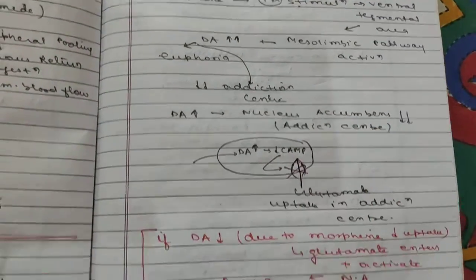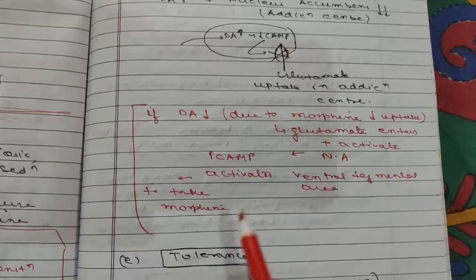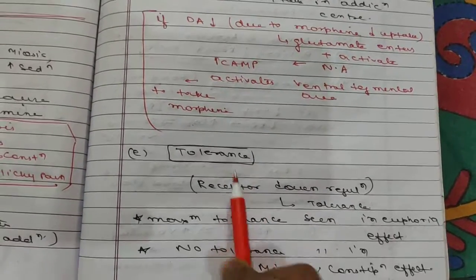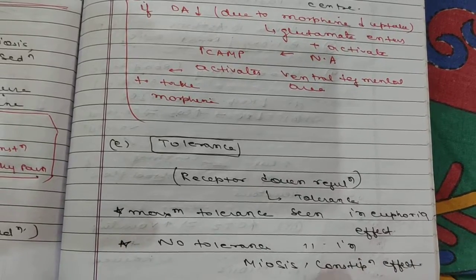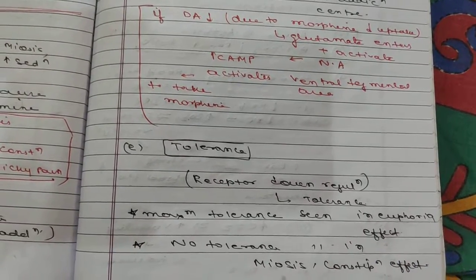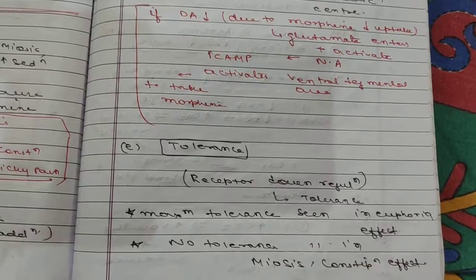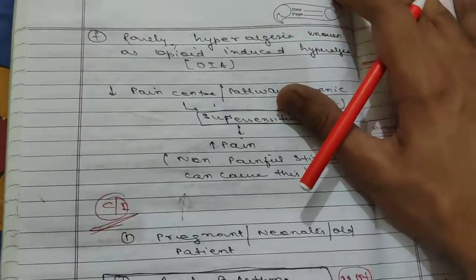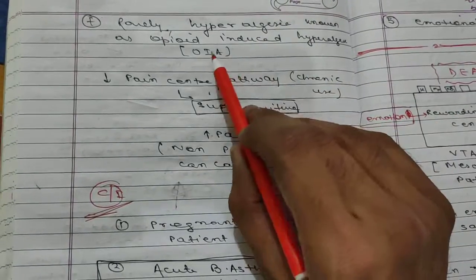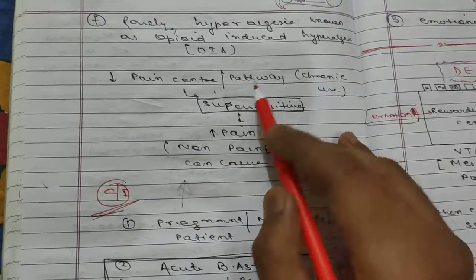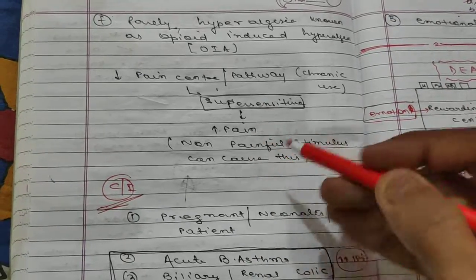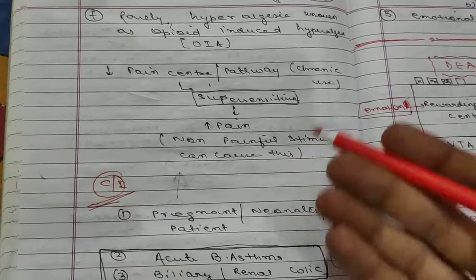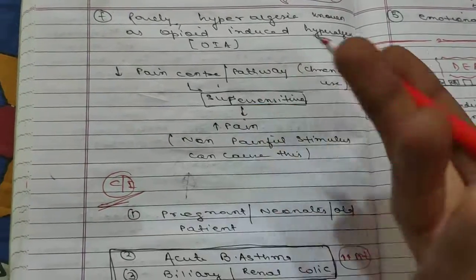Okay, and then your tolerance. Okay, receptor down regulation will be there. Maximum tolerance is seen in the euphoria effect, and no tolerance is seen in your meiosis and constipation. This question is asked. No tolerance is seen in which effect? So meiosis and constipation. These are the side effects which we are discussing here. Okay, rarely hyperalgesia, known as opioid induced hyperalgesia, can also occur. Decreased pain center pathway can cause supersensitivity, and that can increase your pain. Non-painful stimulus can cause pain. Okay, so this can be a side effect.